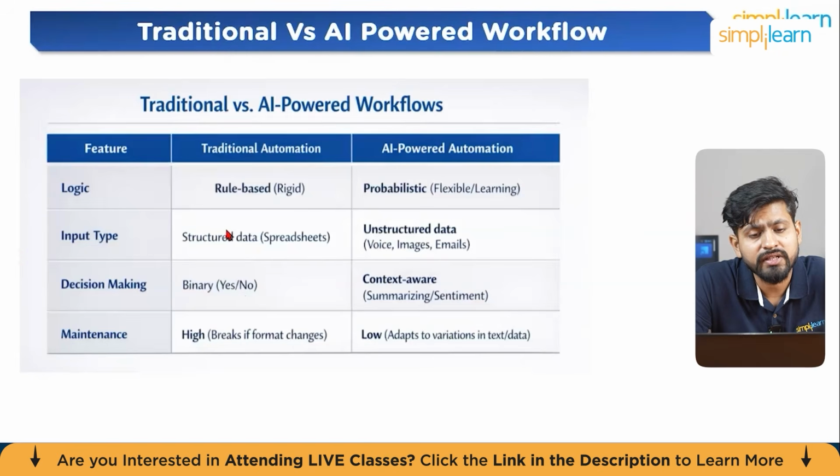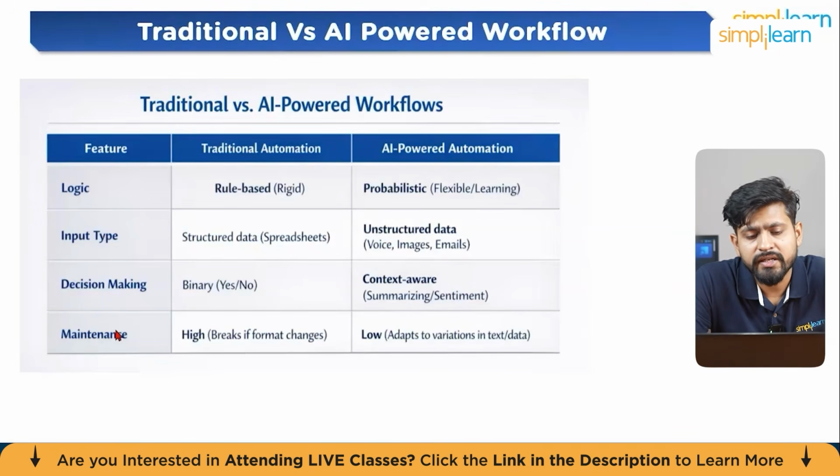Now, if I talk about the input type, traditional automation has structured data, meaning it is going to use spreadsheets, whereas the input type for AI-powered automation could be voices, images, emails. So you can see there is a lot of diversity in the unstructured data when it comes to AI-powered automation. And in the real world, this actually makes a lot of work easier. Now, if I talk about decision making, in traditional automation, it was binary, meaning yes or no. But AI-powered automation uses context, where it summarizes things, and sentiment analysis is done, and all these things are very important.